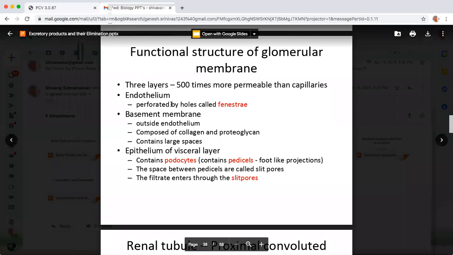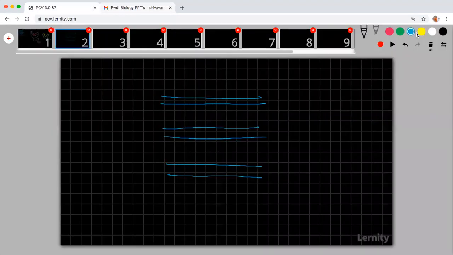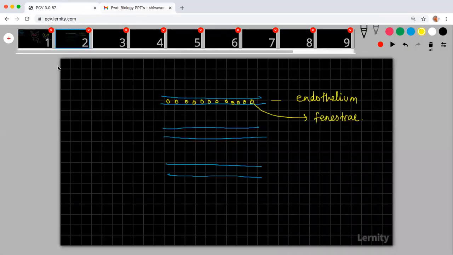Endothelium will have holes which are called fenestrae. So the first layer is your endothelium. This endothelium will have small holes which will be acting as the filter. These holes are called fenestrae. So that is what they are trying to tell here: perforated by holes.